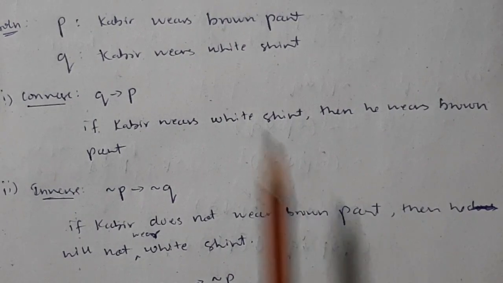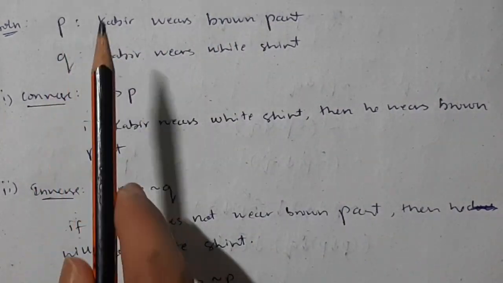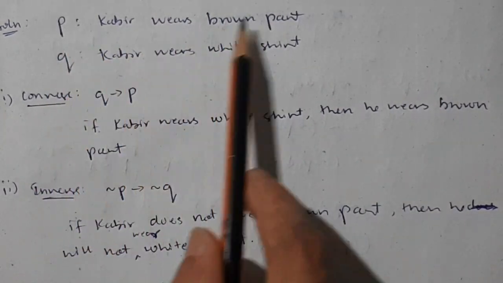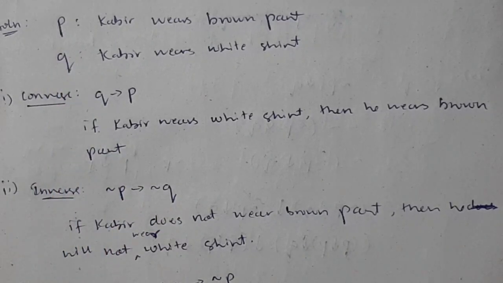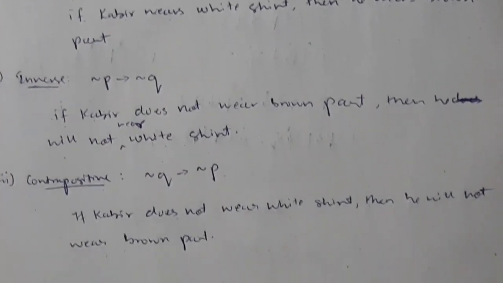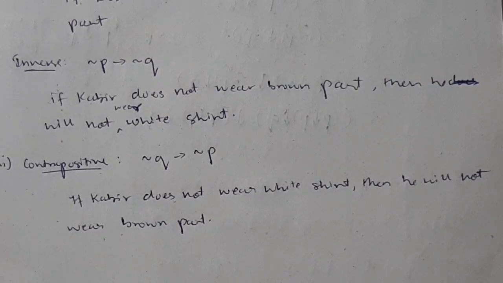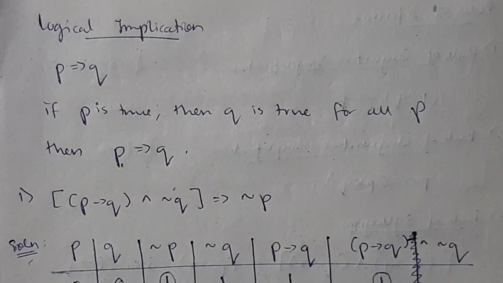What is not P? Kabir wears a brown pant is P. So Kabir does not wear a brown pant is not P. Similarly find not Q also and write it in this form. Similarly for contrapositive also. The next topic is logical implication.